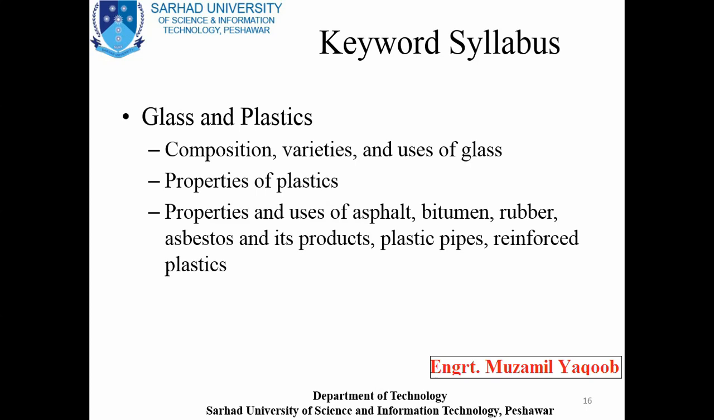How plastics are formed from materials composed of various elements such as carbon, hydrogen, oxygen, nitrogen, chlorine, and sulfur. And in glass composition, silicate is the material. Commonly we know the use of glass in our structures, but here we will study it in a bit more detail. Then come plastic properties, and the last topic is about properties of asphalt, bitumen, and about plastic pipes, reinforced plastic pipes as well.